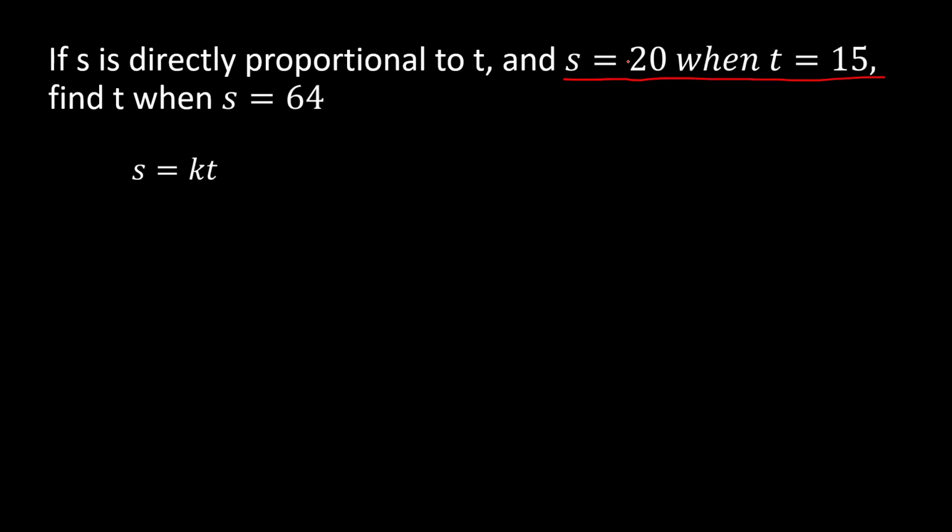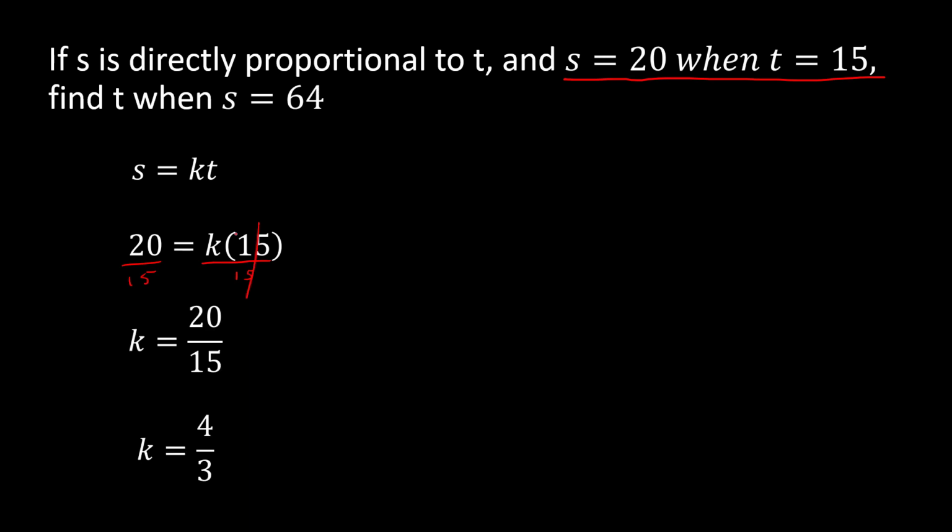What I do is I plug 20 in for s, 15 in for t, and see what is the relationship between s and t. So I plug a 20 in for s and a 15 in for t. And I solve this for k by dividing both sides by 15. So now I have k equals 20 over 15, which can reduce to give me 4/3. So now I found the relationship between s and t. And now I can find t when s is 64.